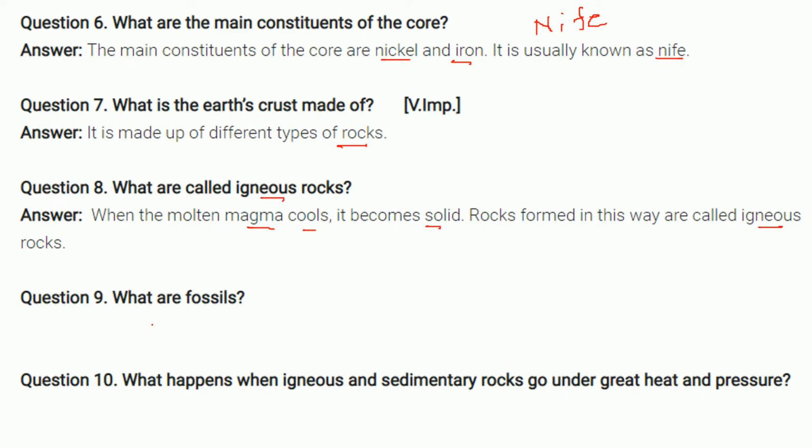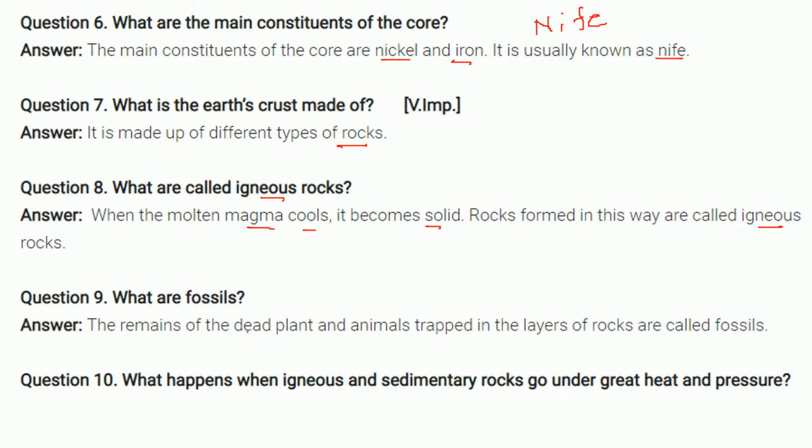What are fossils? The remains of dead plants and animals trapped in the layers of rocks thousands of years ago, and because of different temperature, pressure and conditions, these have changed or transformed into fossils. What happens when igneous and sedimentary rocks go under great heat and pressure? They change into metamorphic rocks.